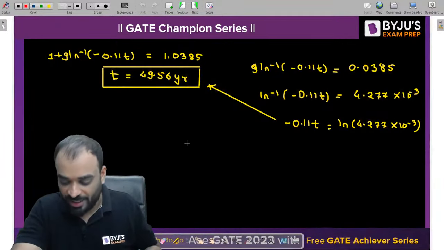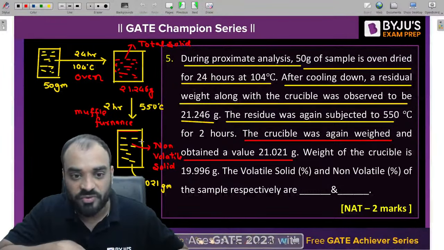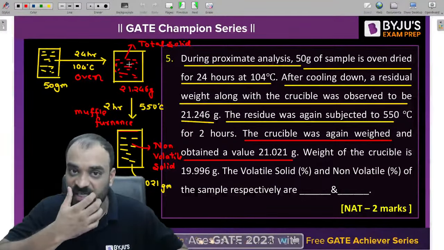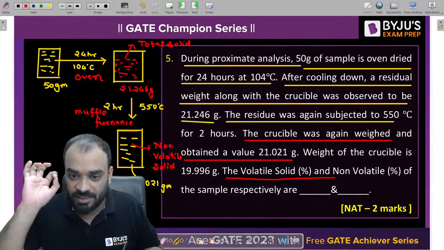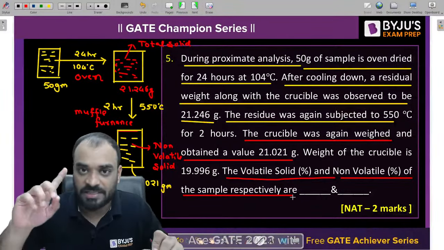Okay, let's do the further calculation. So guys, you can see here, this particular solid which we have is a non-volatile solid, and this particular solid is the total solid. Now our task is to calculate the volatile solid in percentage and the non-volatile solid, also in percentage, for the sample. That is our main task.